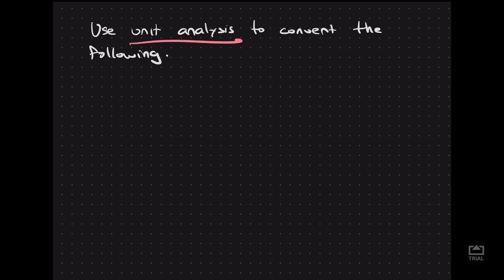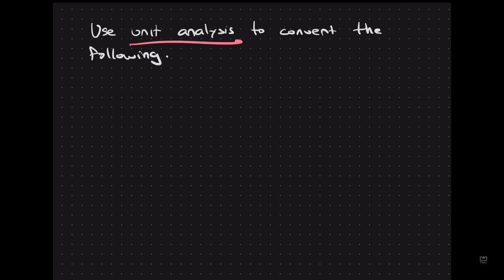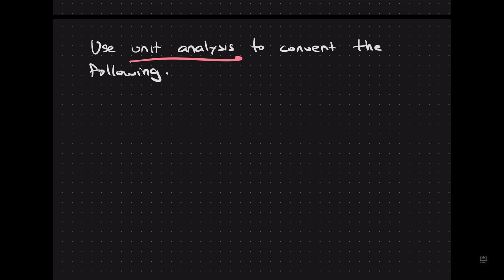We're going to take a look at the third system for converting units in this unit, which is called unit analysis. And this is the one you're going to be using a lot in your science classes to convert between units. So it's a good one to make sure that you understand, because it's not only going to help you in this class, but it's also going to help you in your science classes.